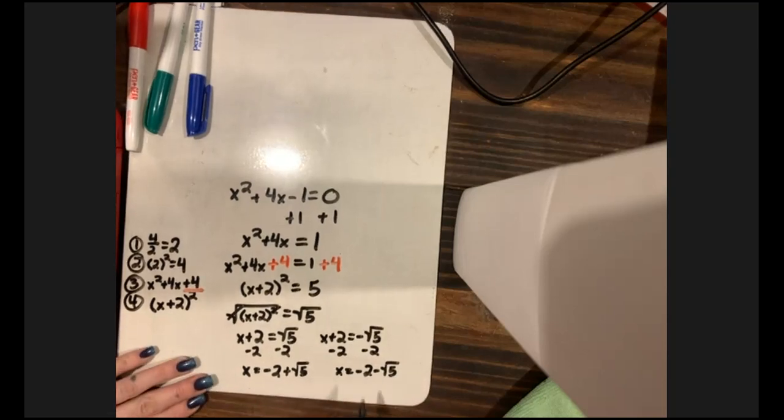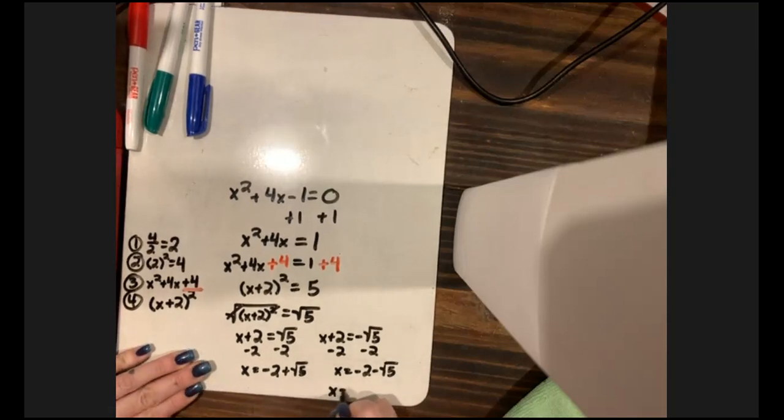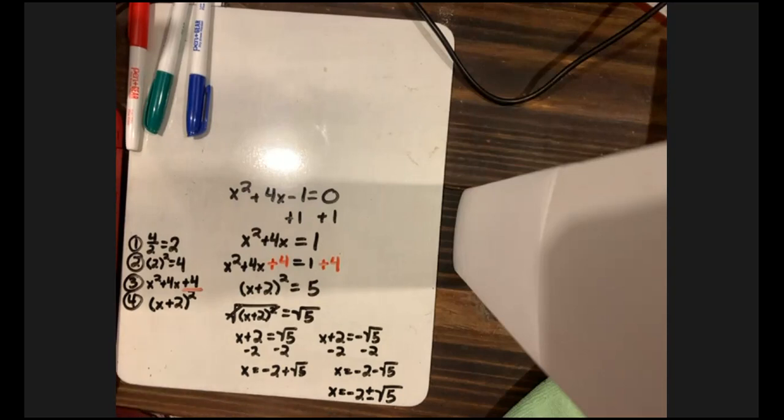Okay. And again, this could be abbreviated to x equals -2 plus or minus. Notice they're both -2 here. The plus and the minus comes in before the square root of 5. So that would be an abbreviated format for that one.